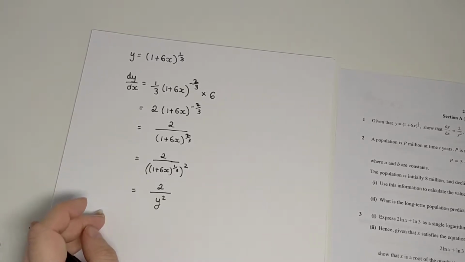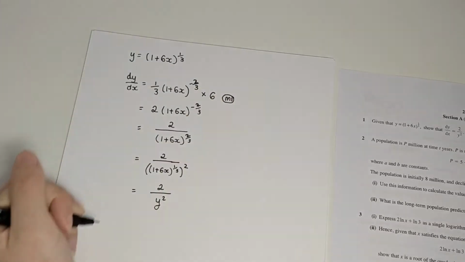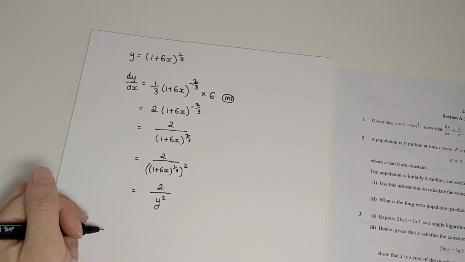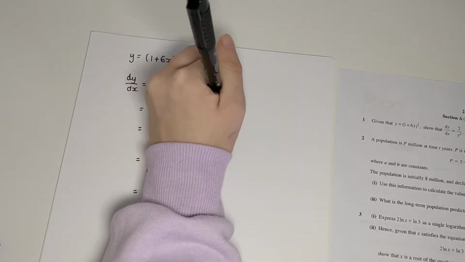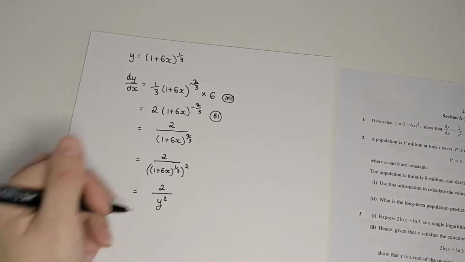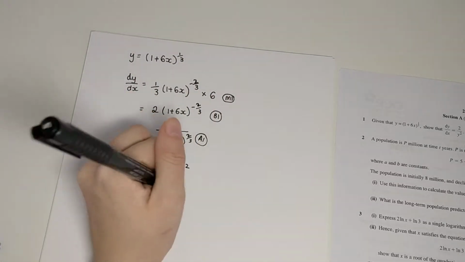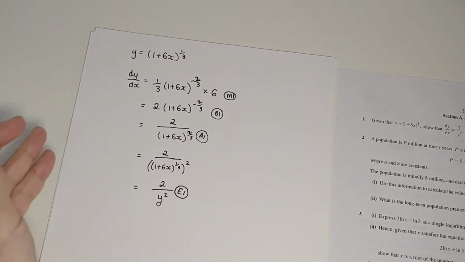Let me check the mark scheme. M1 for chain rule. B1 for a third of something to the minus 2/3. Accuracy 1 for any correct expression. So basically A1 for that in any kind of form, and then E1 for ending up with the answer that they gave you in the question.